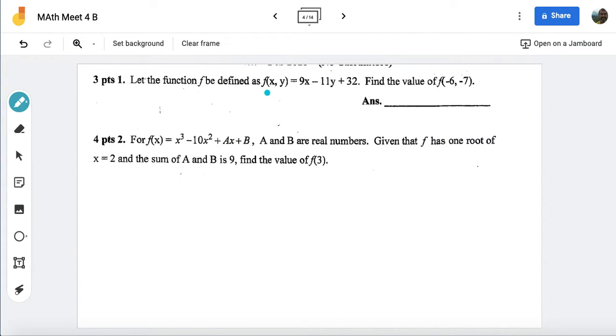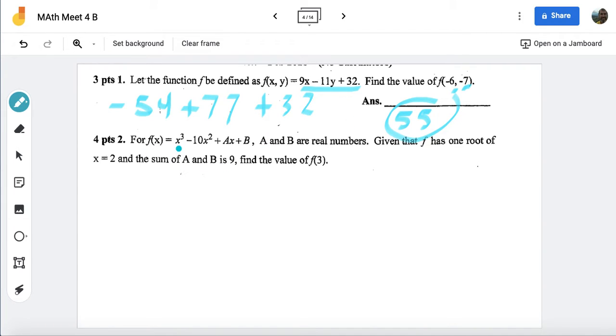Let function f be defined for f of x and y equals that equation there. Find f of -6, -7. So we just plug those in. 9 times -6 is -54. Minus 11 times y, and y is -7. So 11 times -7 is -77. That makes it a plus 77. And then plus 32. 77 minus 54 is 23. 23 and 32 is 55. I believe that's the answer.